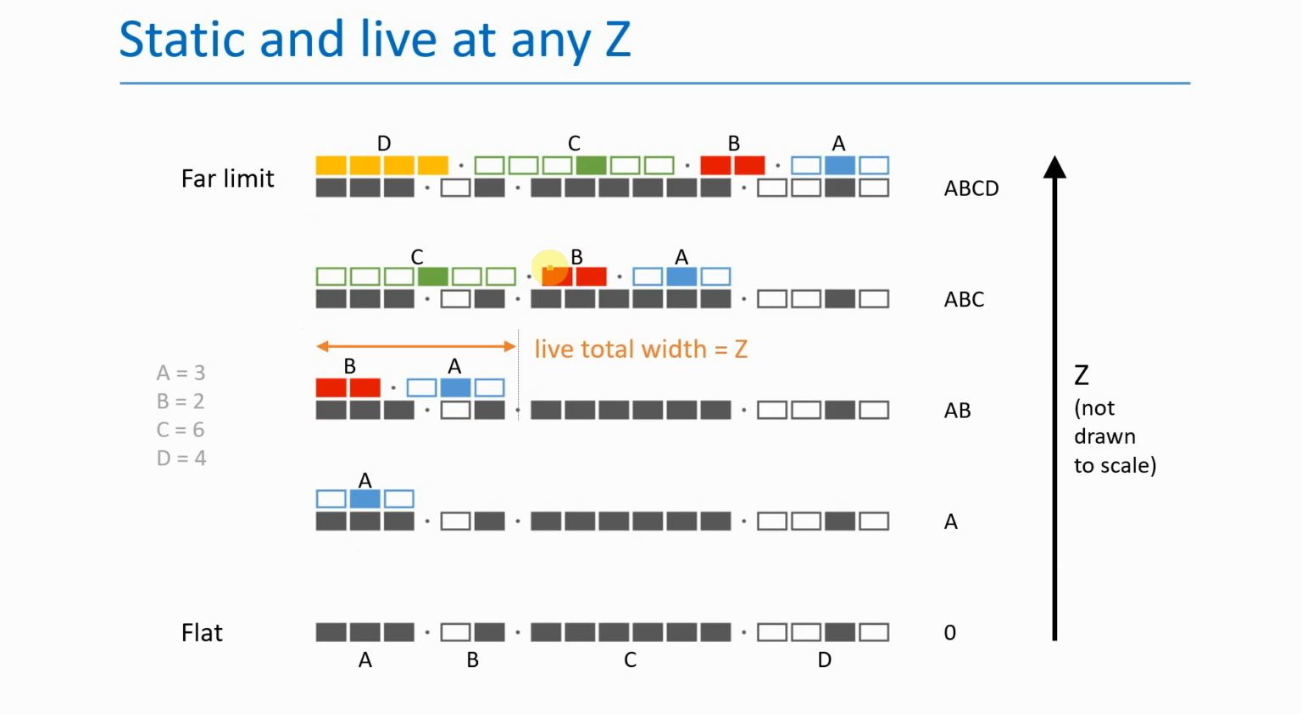Each new factor always appears first at the lowest rank. The existing factors rise higher in rank, but otherwise they don't change. The rule is that the live total width is equal to z, which is the distance away from the flat given in wavelengths. So for instance, at z equals AB, the live total width is AB. And at z equals 0, which is the flat, the live total width is 0, which is equivalent to saying that there is only static, no live.